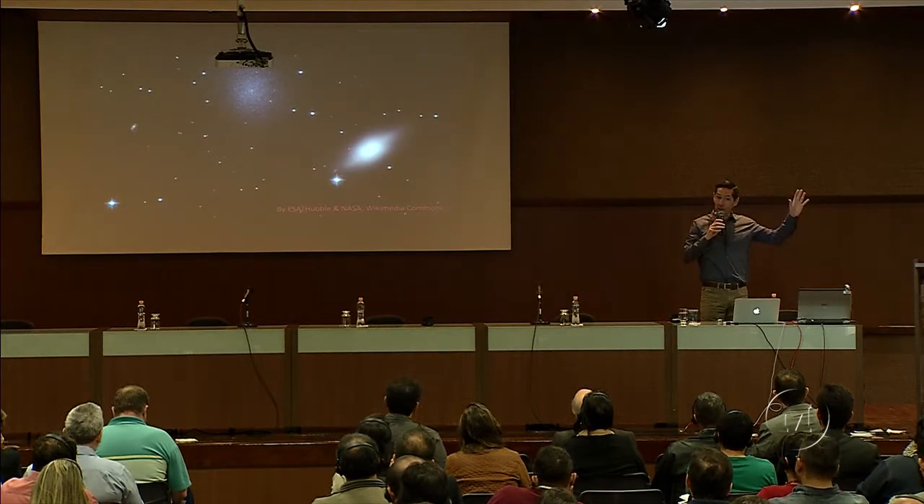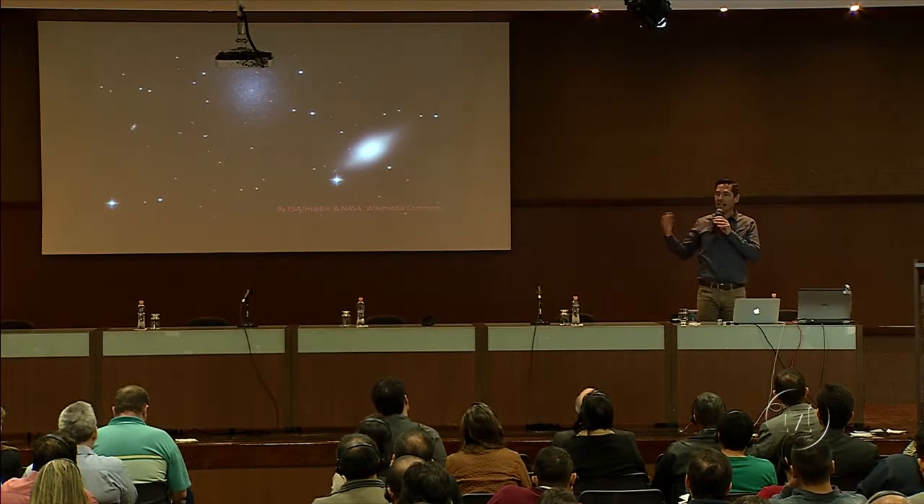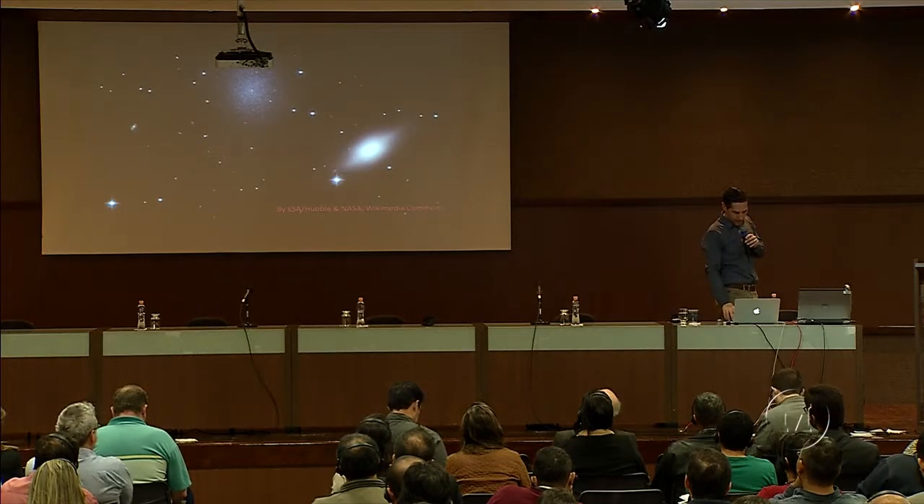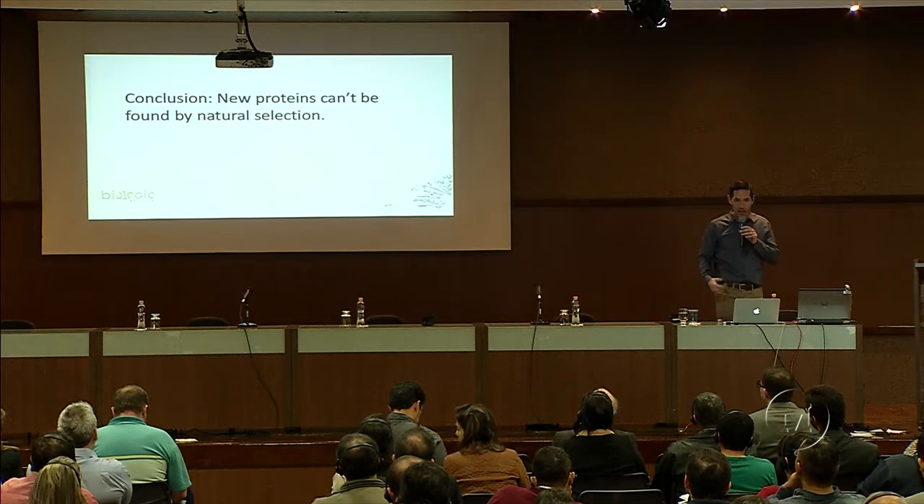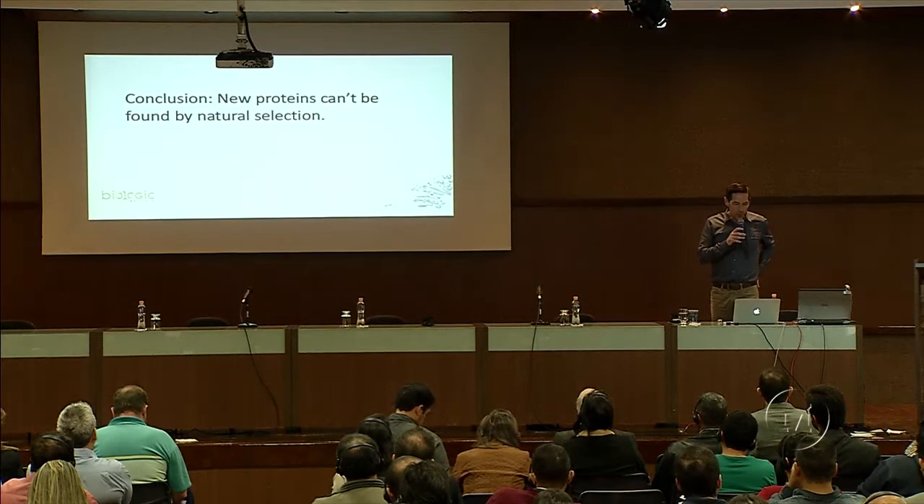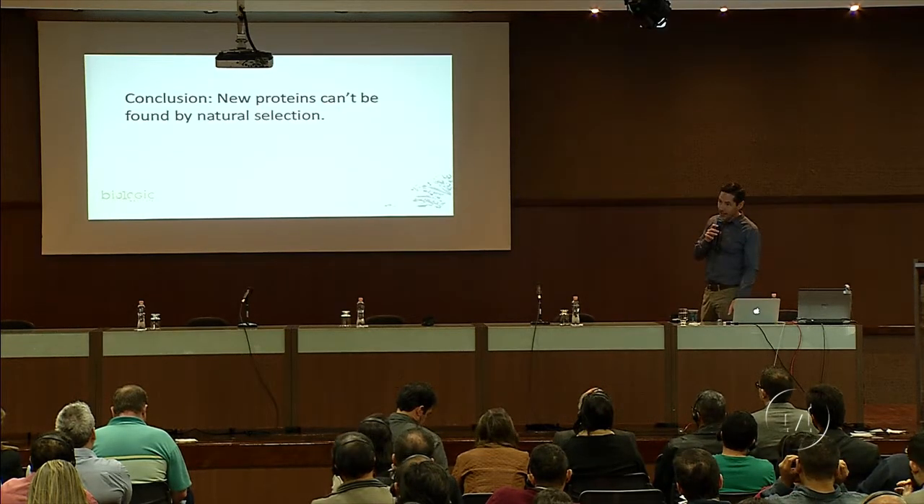When you put the picture like that, you realize this is not possible. There's no accidental process. No random search is going to do that. Nothing is going to succeed other than intelligence. So conclusion, new proteins can't be found by natural selection because they're too rare.